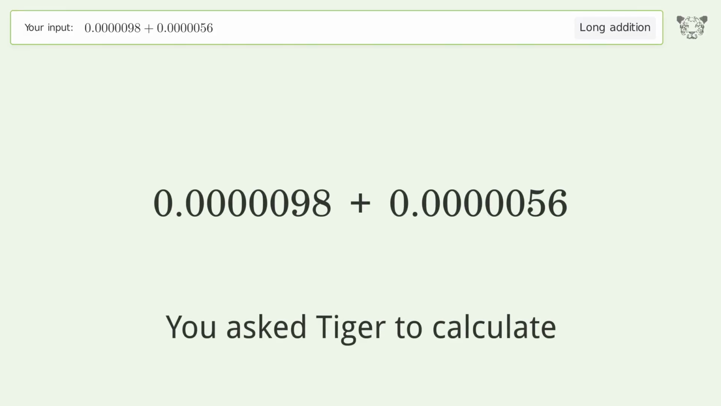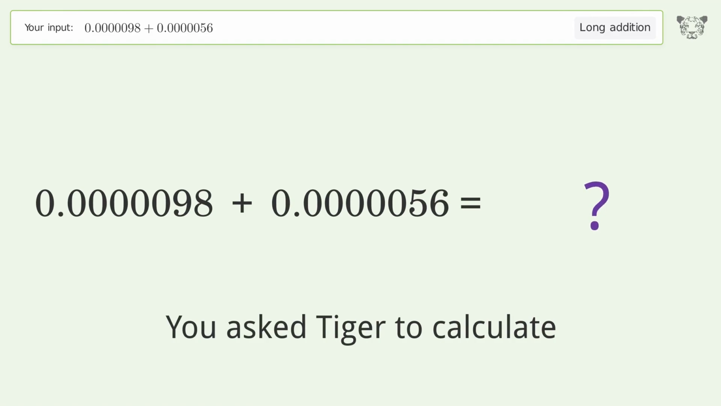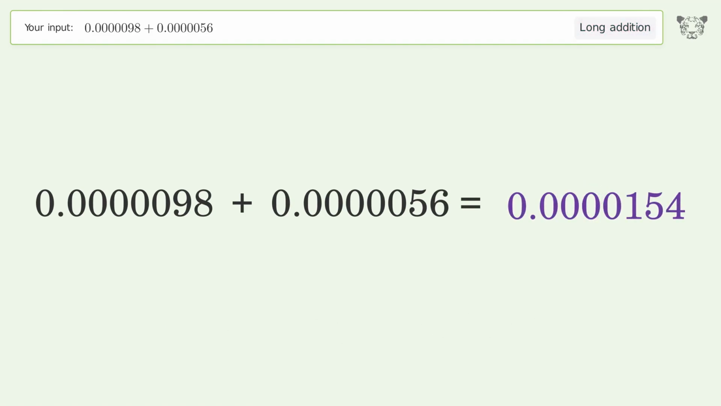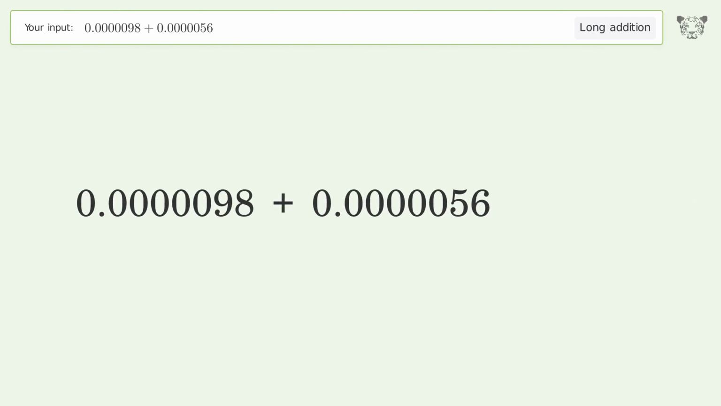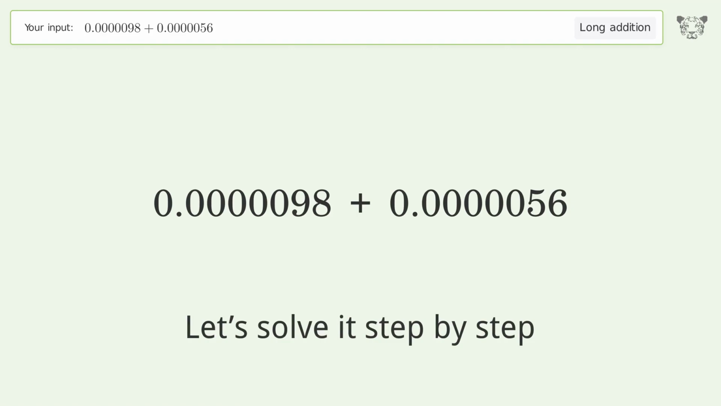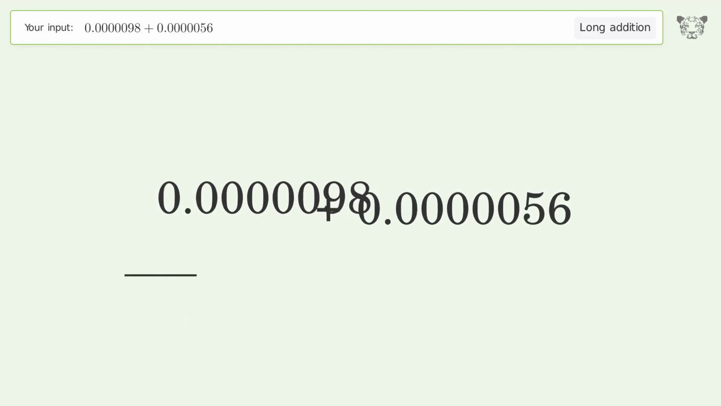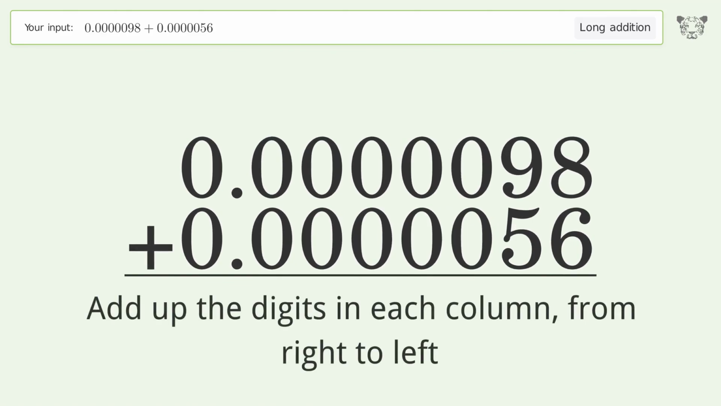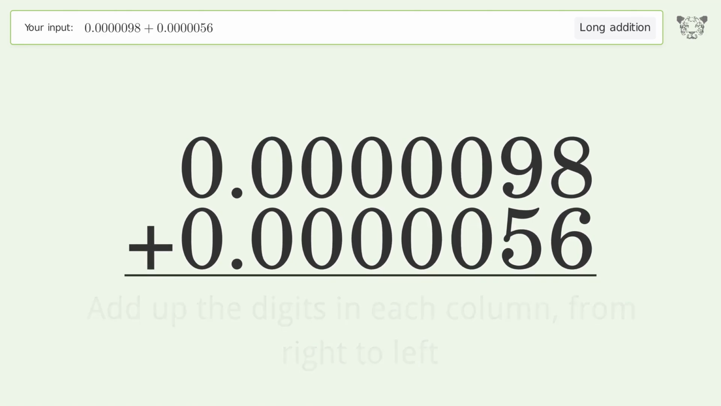You ask Tiger to calculate. This deals with long addition. The final result is 0.0000154. Let's solve it step by step. Rewrite the numbers from top to bottom, aligned by their place values. Add up the digits in each column, from right to left.